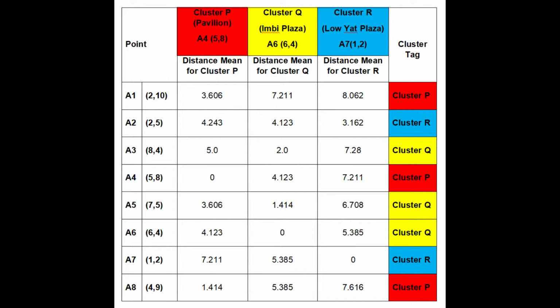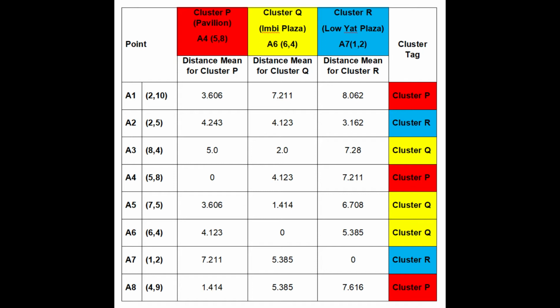As we can see, this is the complete data for table 1, and to determine the cluster tag for each point, we need to look at the smallest distance from the point to the clusters. For example, the distance for A1 to cluster P is the smallest compared to A1 to cluster Q and A1 to cluster R. So the cluster tag for point A1 is cluster P.